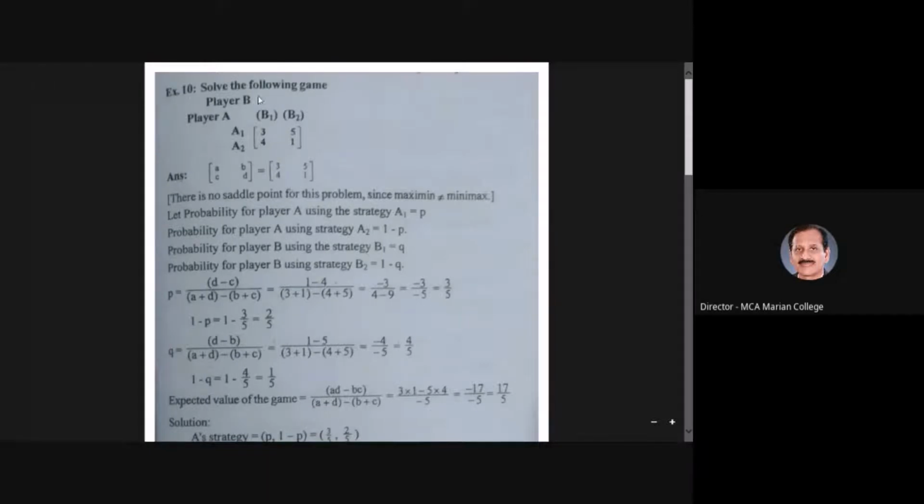Solve the following game. We have the player A with two strategies A1 and A2. For player B, two strategies B1 and B2. And the payoff matrix is given: 3, 5, 4, 1.